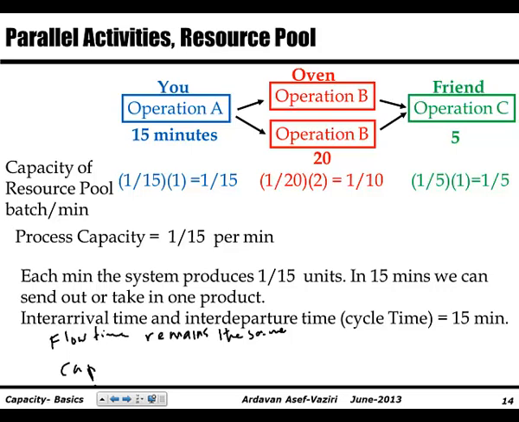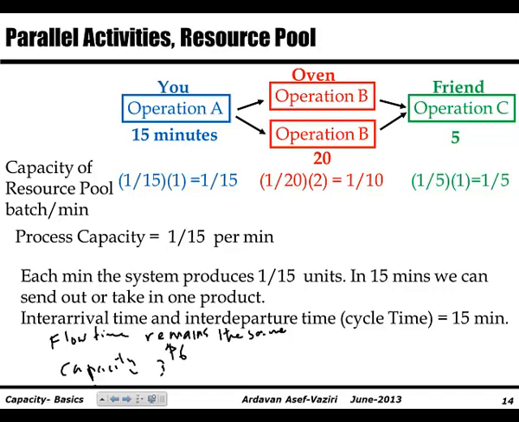Capacity doesn't move from 3 to 6. It doesn't increase from 3 to 6 because the capacity of the oven was 3. We doubled the oven. However, the capacity of the process didn't go from 3 to 6 because the bottleneck shifted from the oven to the first operation.